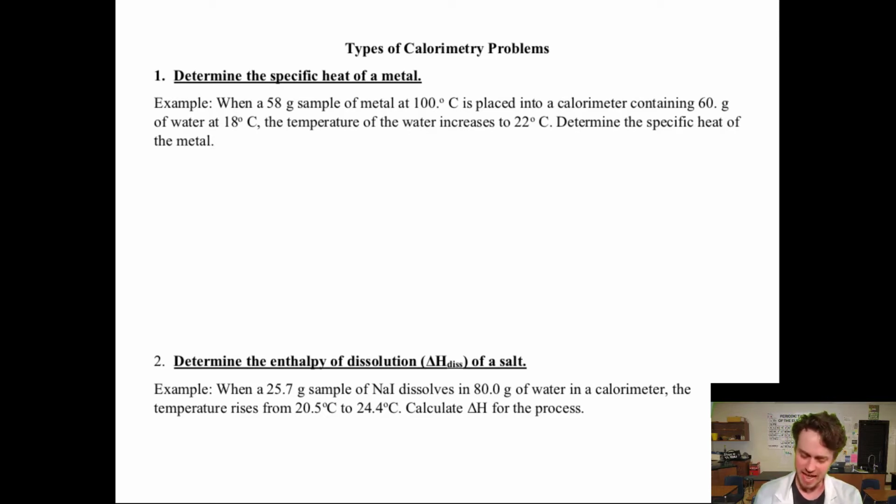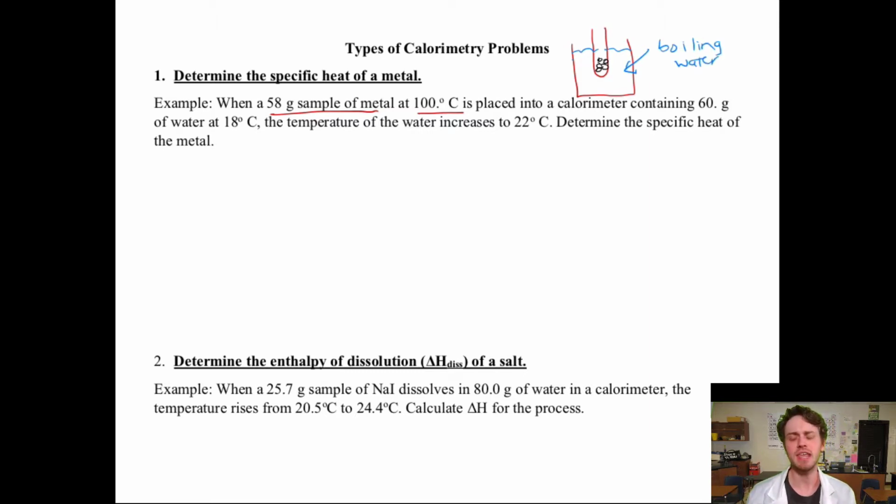So it says that we have a 58 gram sample of metal, that it's at 100 degrees Celsius. Now the way that they typically would have done that is they would have had a test tube with the metal. So here's my metal. Then they would put that test tube into boiling water. Since water boils at 100 degrees Celsius, then if we keep that test tube with the metal in there for long enough, the temperature of the metal should be 100 degrees Celsius.